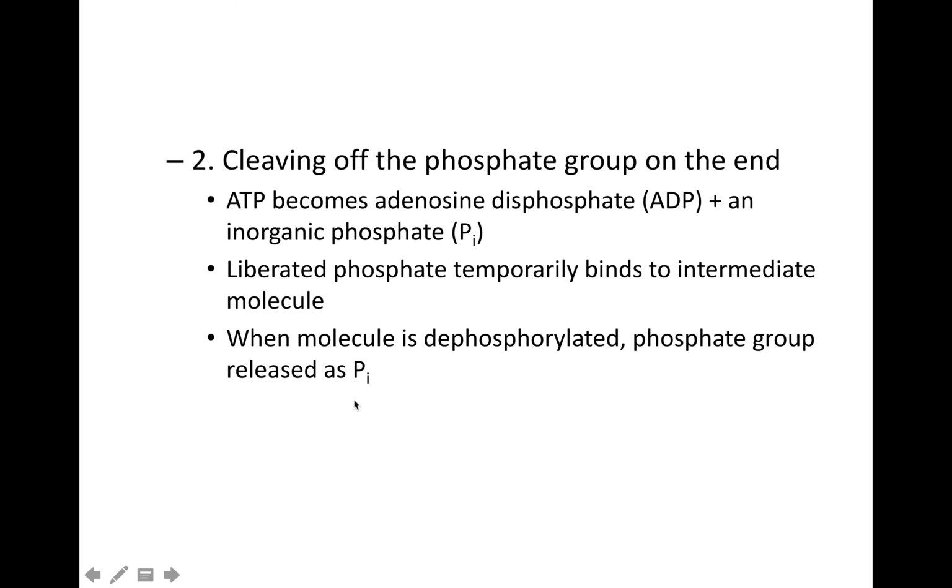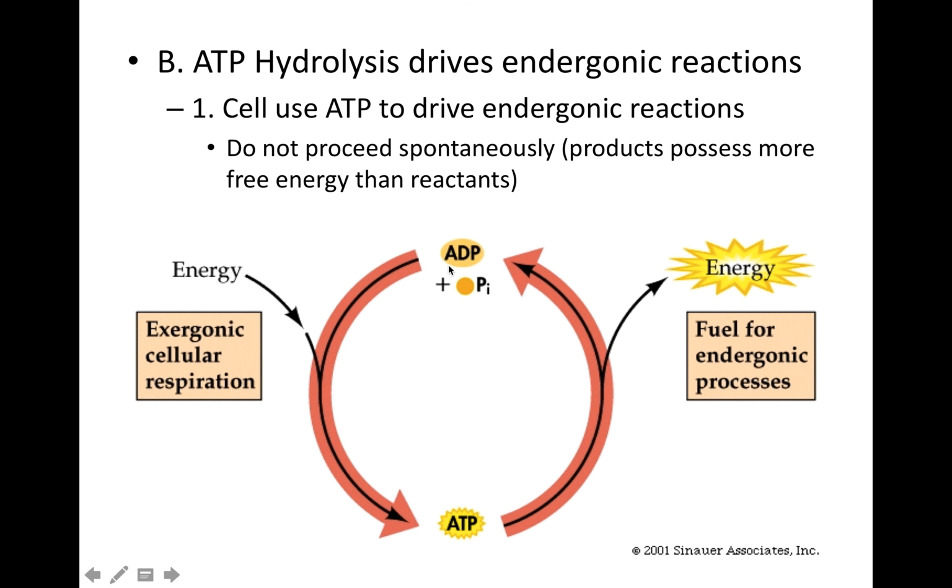So when you cleave off the phosphate on the end, basically you have liberated this phosphate that temporarily binds to this intermediate molecule, but you just realize that it can go back to ATP. So ATP becomes ADP, ADP plus P can become ATP. So we call this hydrolysis. Here's my ATP molecule, and we can cleave off that last phosphate, and then we can form these two back together again, and that's why ATP is such a great short-term energy molecule. But it does drive endergonic reactions, so it does not proceed spontaneously. That means that the products, remember, have more free energy than the reactants. So energy released by ATP makes your delta G, your free energy, for coupled reactions more negative in this case.